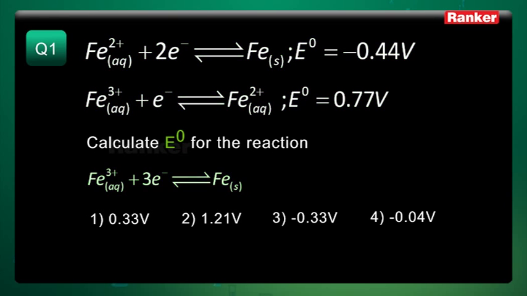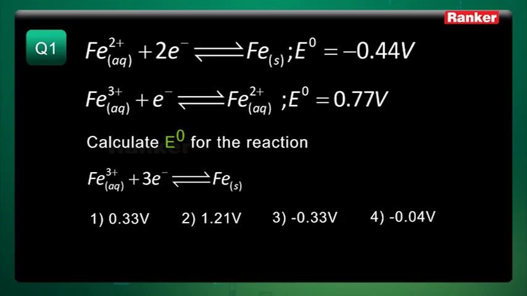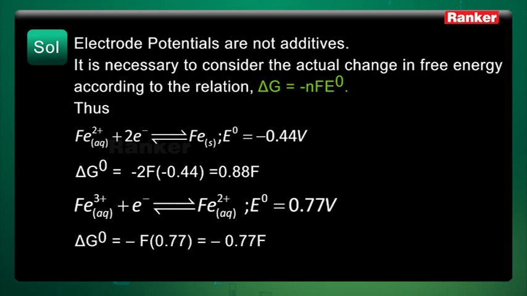But the problem is you cannot add E0 values simply because E0, electrode potential, is an intensive property, it is not an extensive property. So whenever equations are added, you can add up the extensive properties pertaining to that equation, but you cannot add intensive properties. So what we need to do is transform E0 into another property which is extensive. So what we do is we transform it into delta G0, free energy change.